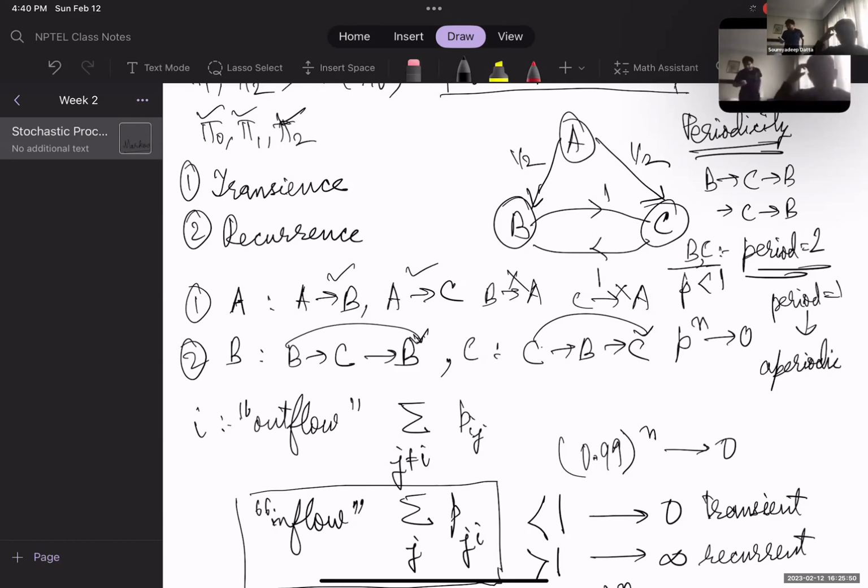By period equal to 1, what we mean is we cannot guarantee, like you want to find out two different time intervals, and you are tracking the times at which you arrive at the state B, right? You are tracking the times at which you are in state B.